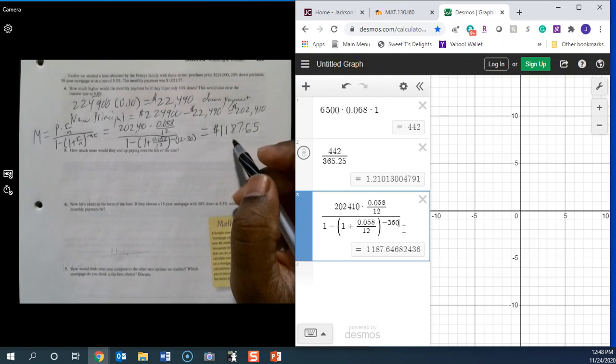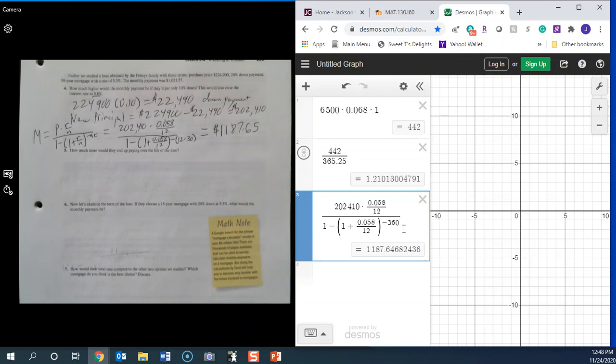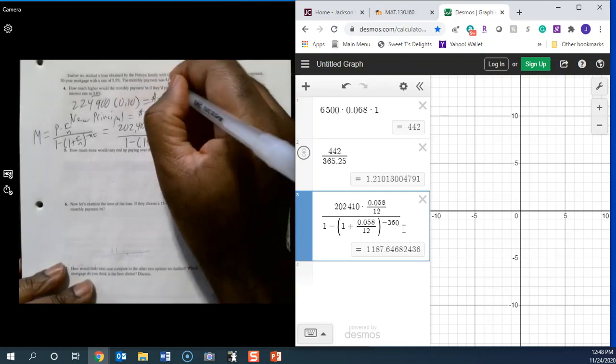Now, when we want to find the difference here, the difference between this payment and the payment we came up with back on the previous pages. Let's see, where did we come up with the payment? Oh, actually, we didn't come up with the payment. The payment was given to us in the directions up here.